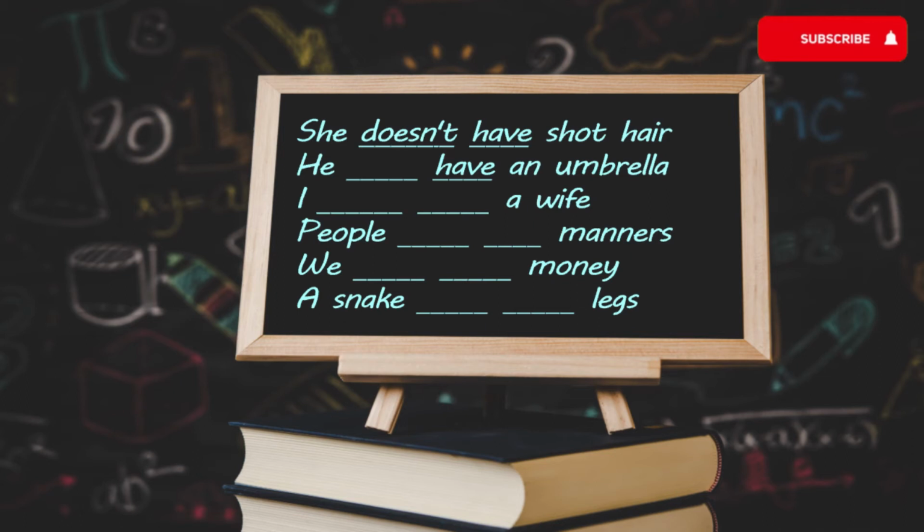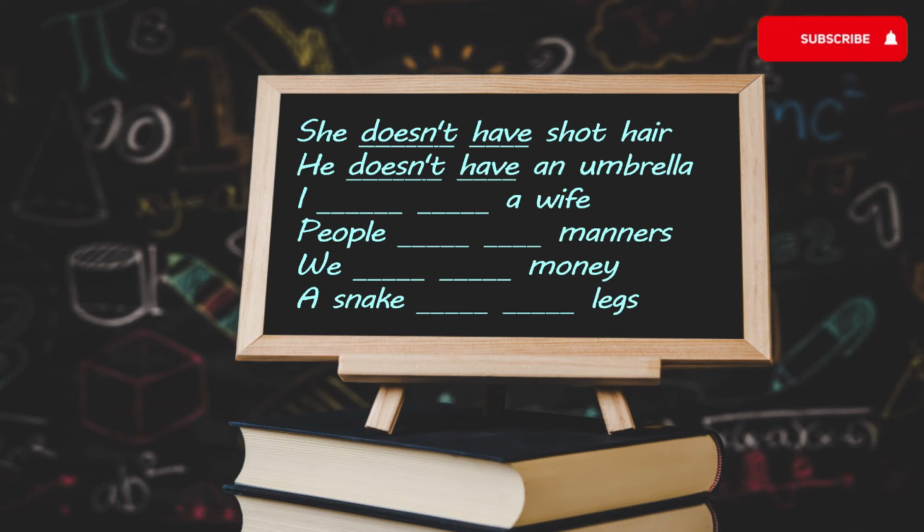Okay, and again, I'm gonna put have first. This is easy. He and she, we both use doesn't. He doesn't have an umbrella.